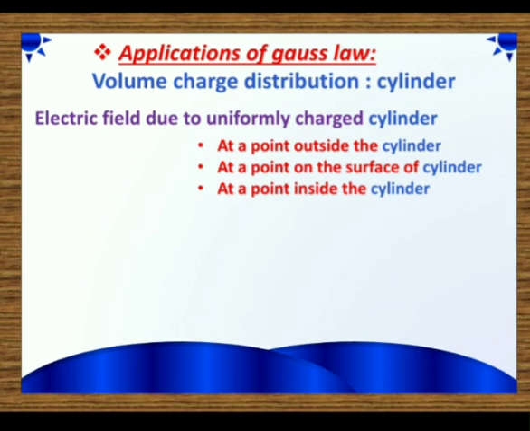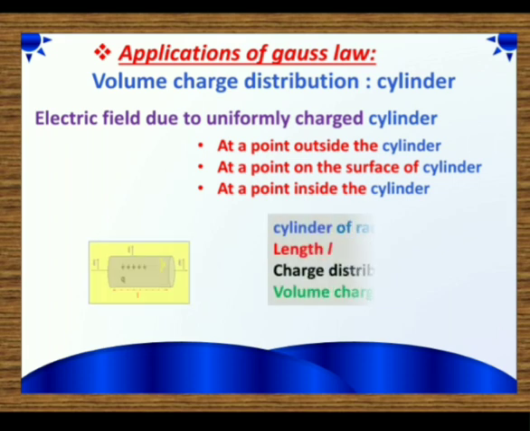This is also an example of volume charge distribution, because a cylinder has a volume and the total charge is distributed over the cylinder. So, it comes under volume charge distribution. Now, our question is the electric field due to a uniformly charged cylinder. Where do I have to find it? First, at a point outside the cylinder, then at a point on the surface of the cylinder, and then at a point inside the cylinder.